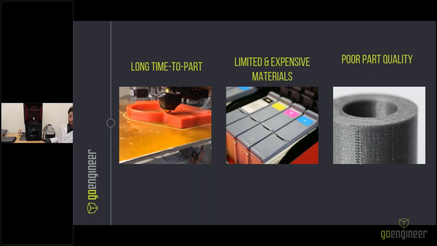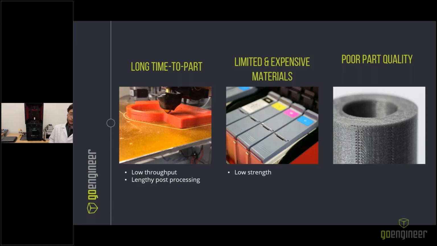So why was P3 brought up here? Why am I talking to you today? Why are you listening? Probably because you experience any of the problems listed on the screen. That would be a long time to part, limited and expensive materials, poor part quality, or anisotropic mechanical properties. FDM has a very low throughput and a very long post-processing attached to it.